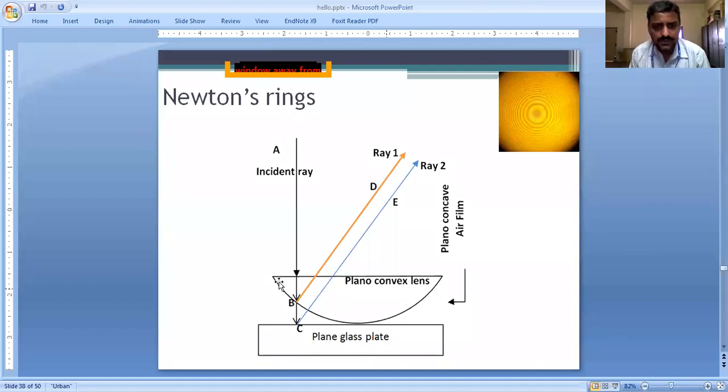Right. So if you take this plano convex lens and plane glass plate setup, it is going to have an air gap in the middle. That air gap is responsible for interference happening. For simplicity, we are considering only one particular ray as incident ray. Don't get confused. This is not the only ray and this is not the only orientation. Light rays can fall in any arbitrary direction on this lens anyway, right? But I am considering a general light ray in this direction.